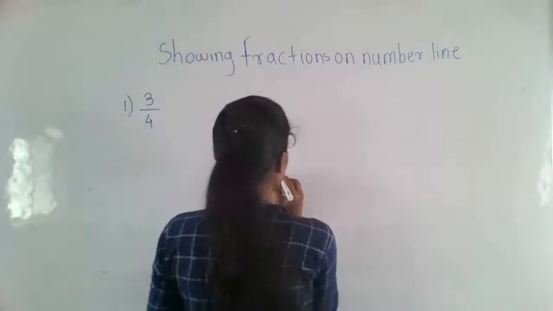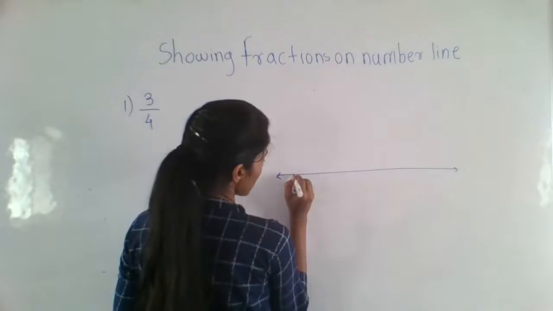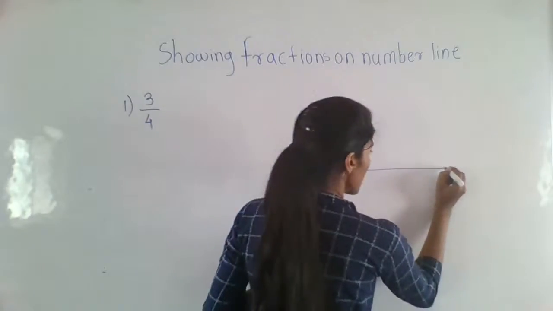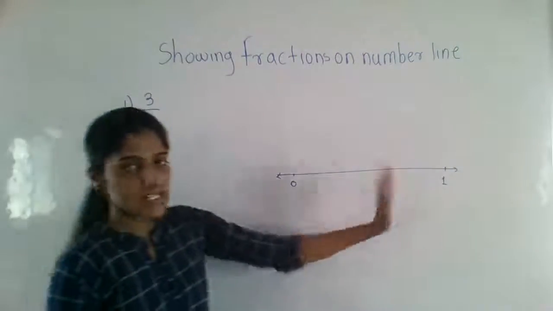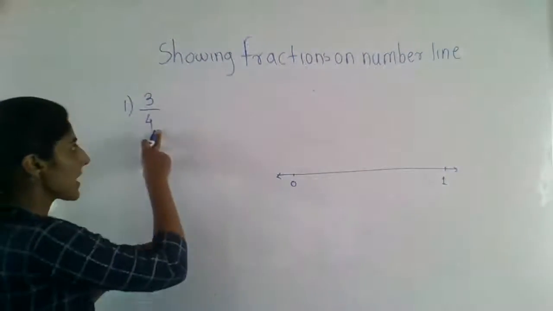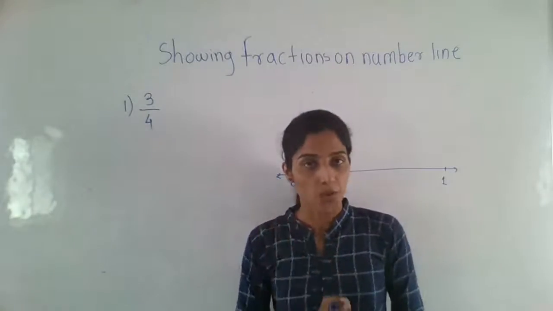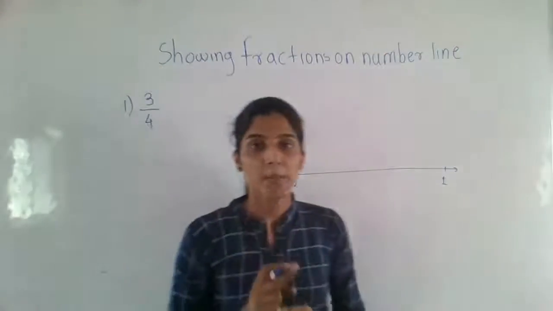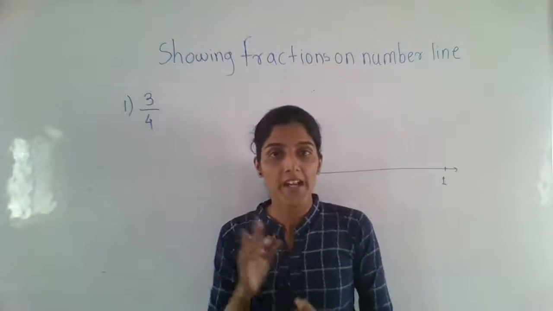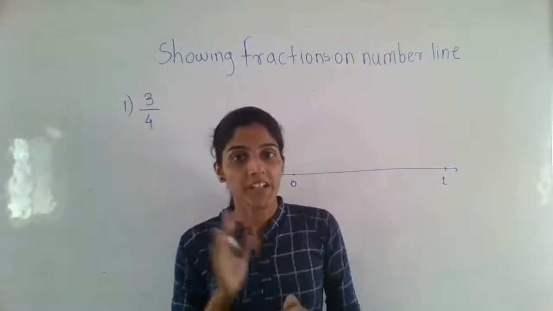So take the line from 0 to 1. Suppose that is our 0 and that is our 1. Now split this line into how many parts? 4 parts, because our denominator is 4. To show a fraction on the number line, it must be divided into parts equal to the denominator in the fraction.